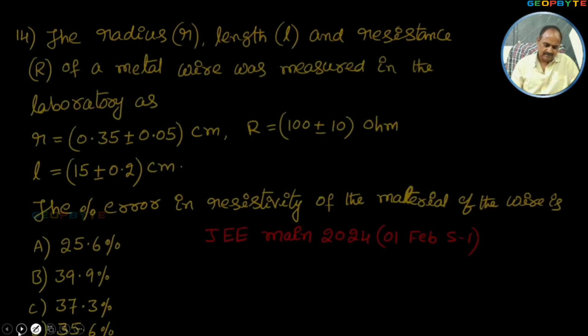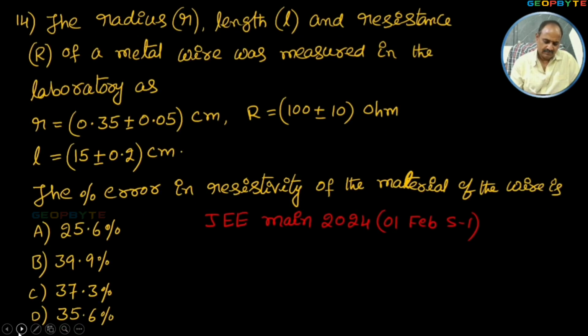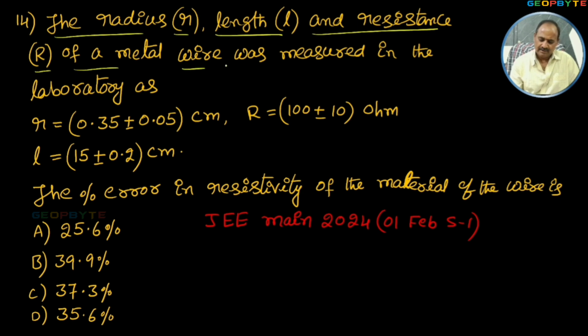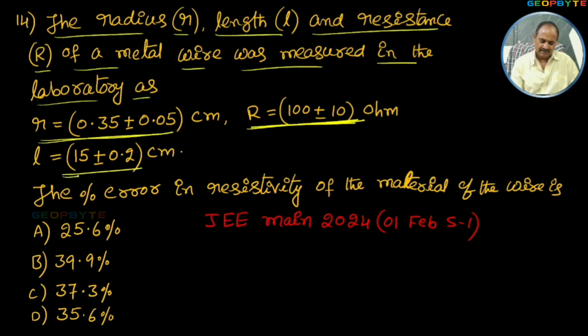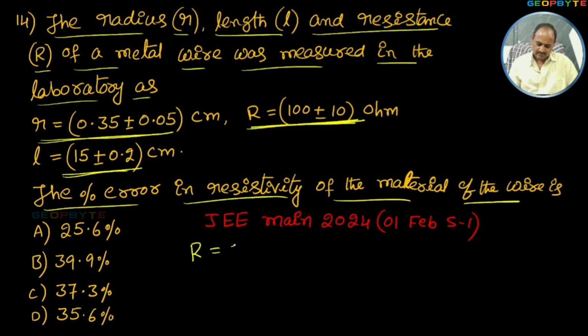Try to read it clearly. It is asked like this. The radius r, length L, and resistance R of a metal wire were measured in the laboratory as given. Here capital R is the resistance, small r is the radius, L is the length. The percentage error in the resistivity of the material of the wire is?